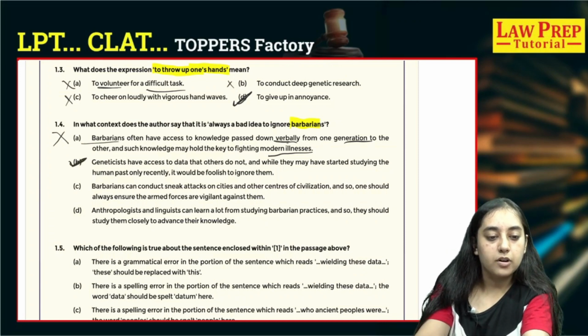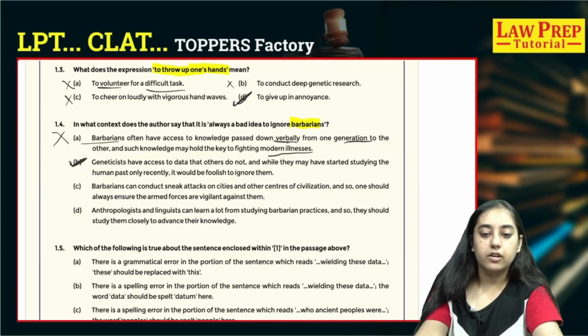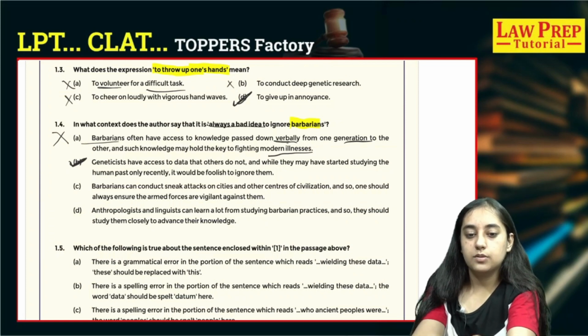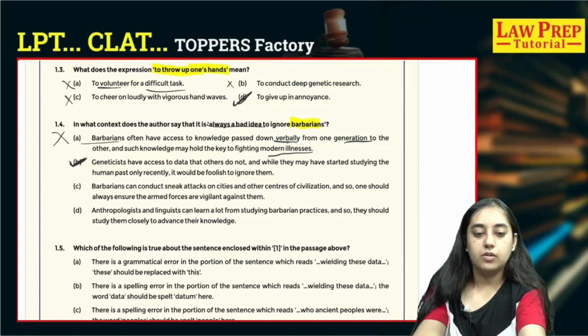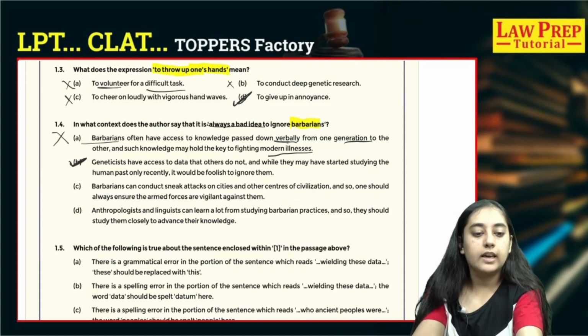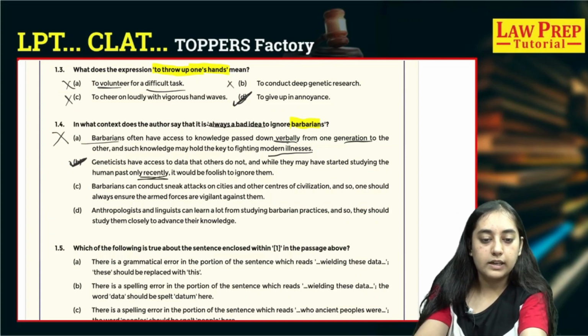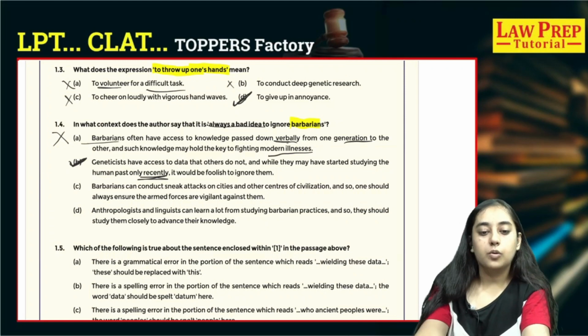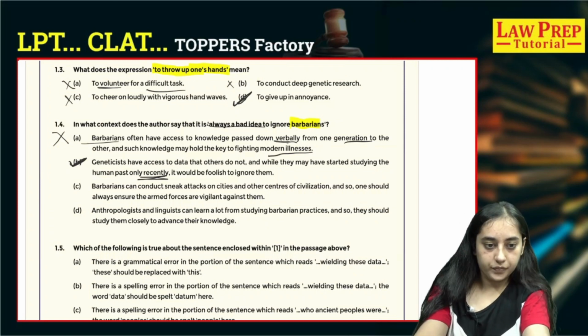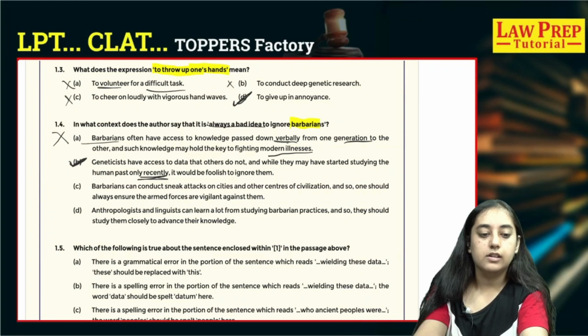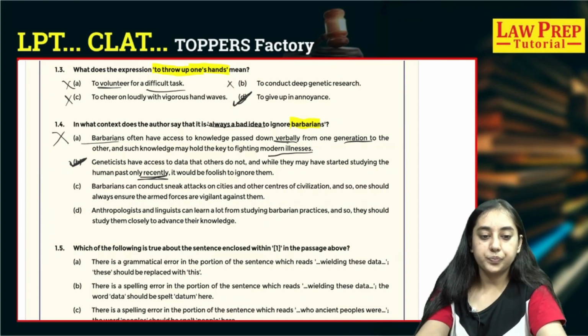So option B perfectly captures the entire gist of what this line says. Why is it a bad idea? Because उनके पास data है जो किसी और के पास नहीं है, और भले ही उन्होंने recently start किया होगा, भले ही उन्होंने late start किया होगा, उनको ignore करना foolish होगा. So option B is perfect. Let's look at the other options too.